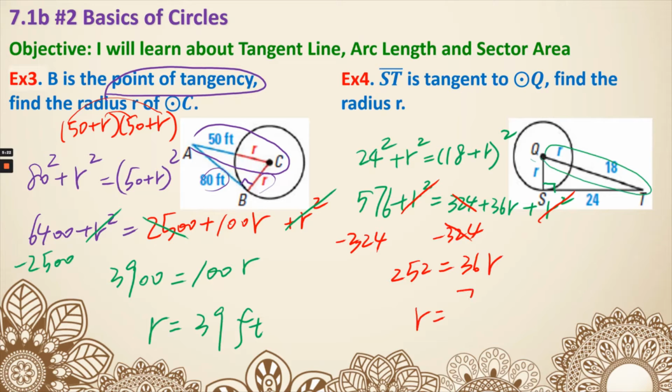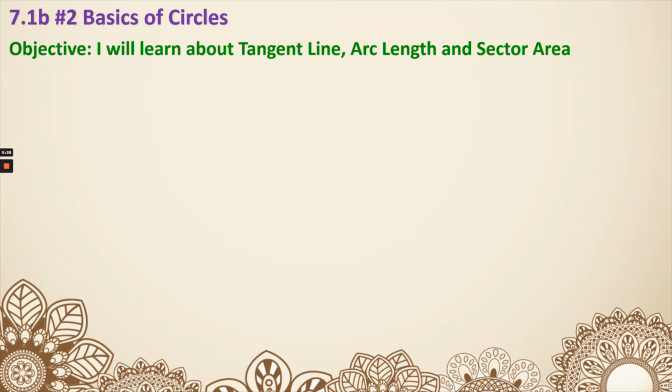R is going to be 7 after solving. And that is example 4.